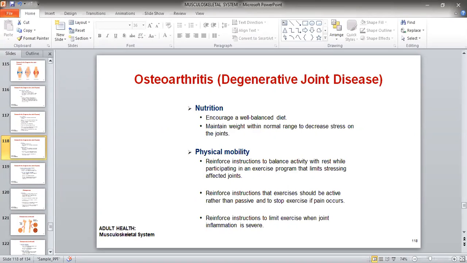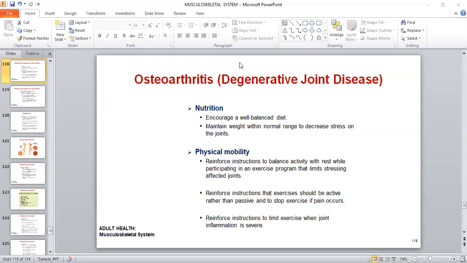Nutrition is super important for the patient if the patient has osteoarthritis. So encourage a well-balanced diet and maintain weight within normal range to decrease stress on the joint. And physical mobility: train, educate, and reinforce your patient to balance activity with rest. Reinforce instruction that exercise should be active rather than passive, and reinforce instruction to limit exercise.